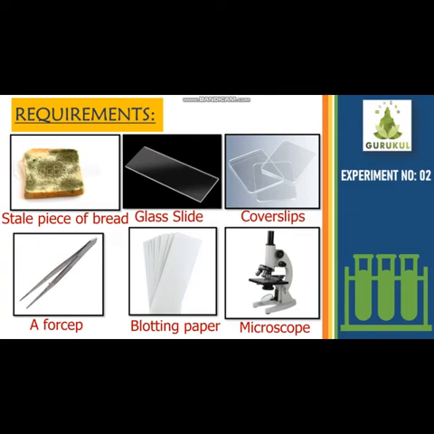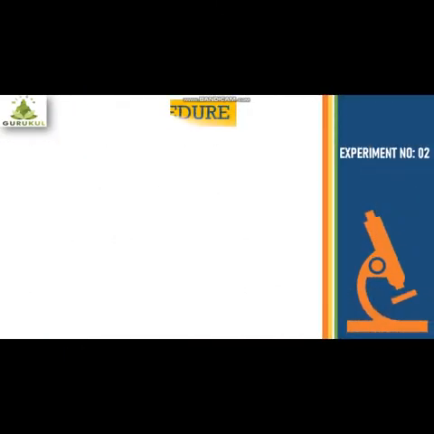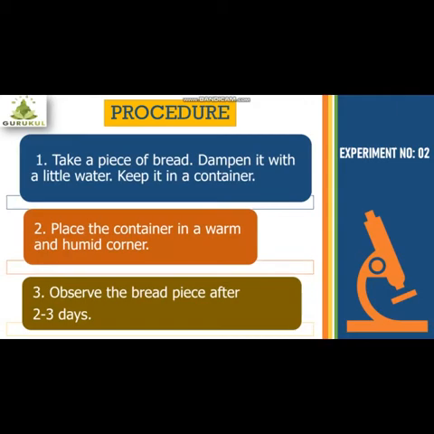Second, I will require a glass slide, cover slips, forceps, blotting paper and a microscope. So let us understand the procedure for this experiment. Students, the first 3 steps we have already carried out. Step number 1 was to take a piece of bread, dampen it with a little water and keep it in a container. That I have already shown you. Second is to place the container in a warm and humid corner. Already done. Observe the bread piece after 2 to 3 days.